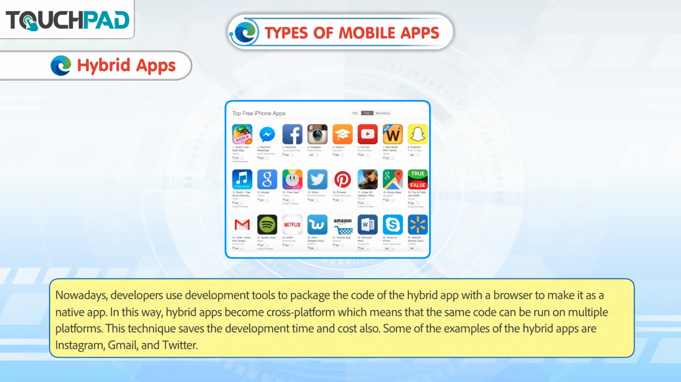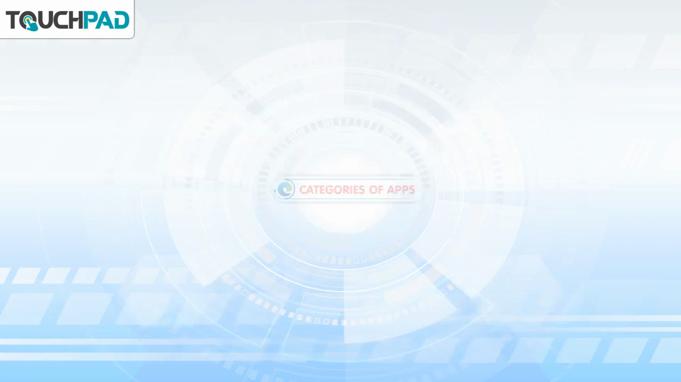Nowadays, developers use development tools to package the code of the hybrid app with a browser to make it as a native app. In this way, hybrid apps become cross-platform, which means that the same code can be run on multiple platforms. This technique saves the development time and cost also. Some of the examples of the hybrid apps are Instagram, Gmail, and Twitter.